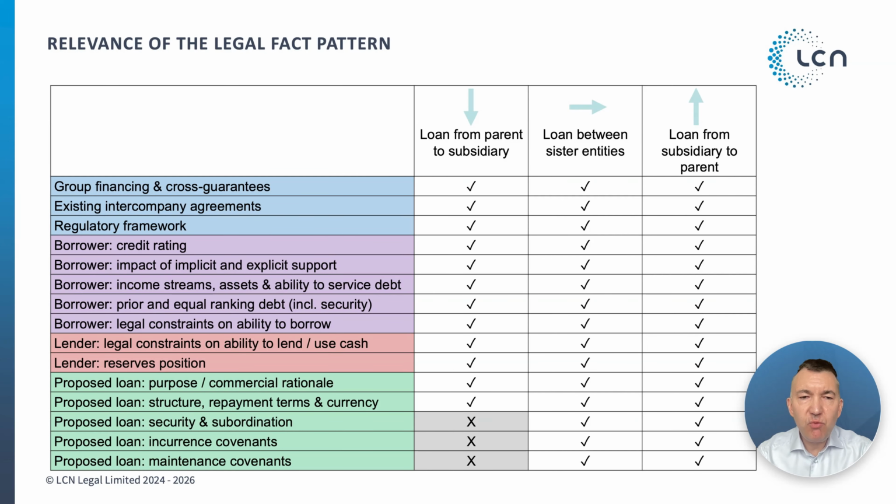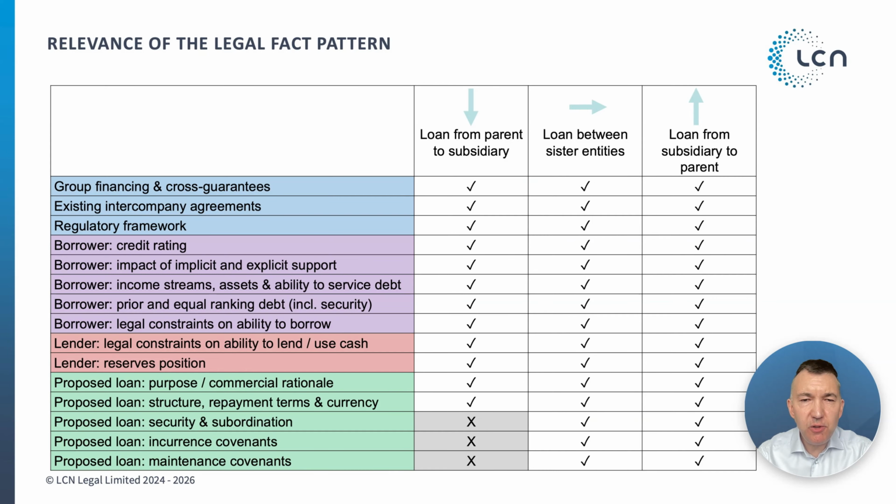And similarly, the reserves position, for example, whether the lender has negative net assets or a negative P&L position, those solvency or reserves type issues will often impact the ability of the lender to lend and the terms of proposed lending, so whether it can be repayable on demand or not, and therefore clearly need to be understood as part of the due diligence phase.